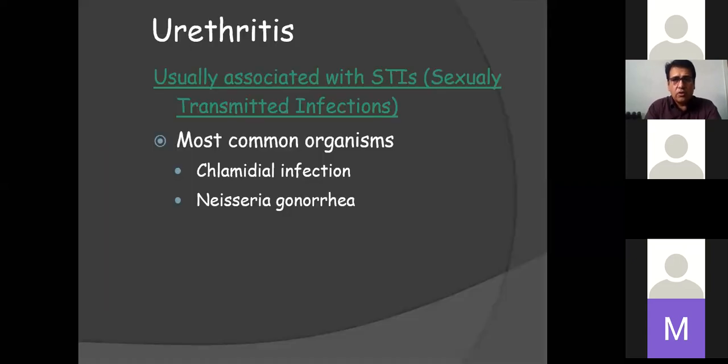Okay, the other thing is urethritis. It is actually associated with sexually transmitted infections, and the most common organisms causing STIs are chlamydial infections or Neisseria gonorrhea. Urethritis can also be caused by other infections like E. coli or other organisms other than STIs, but that's very rare.